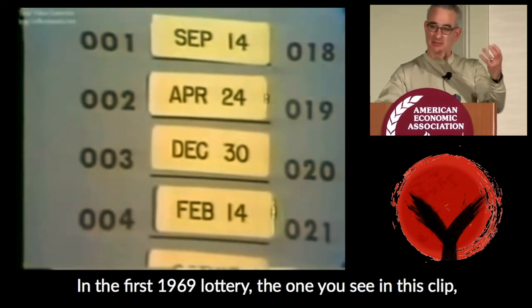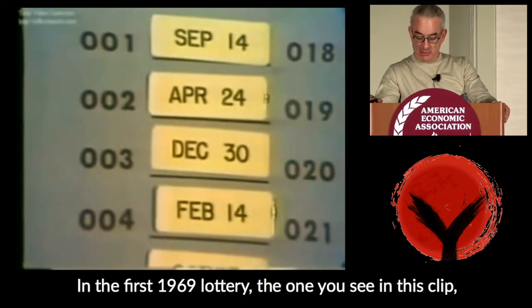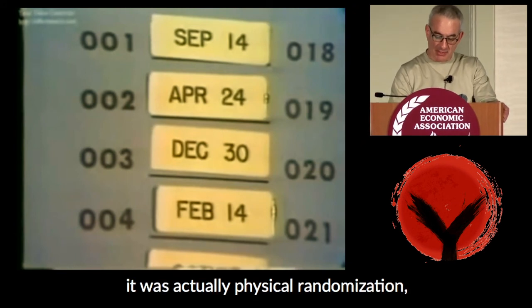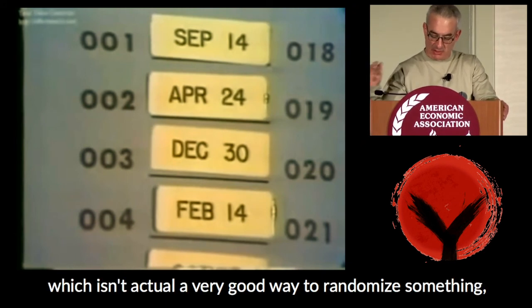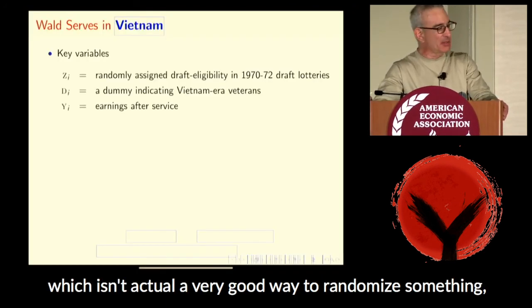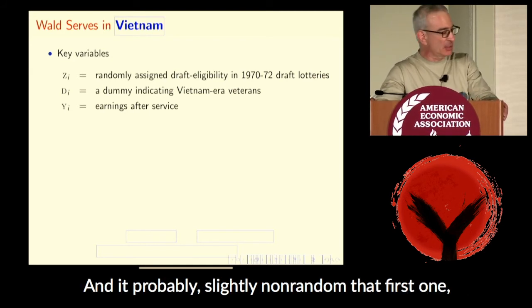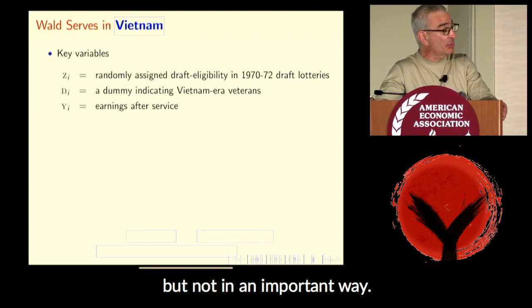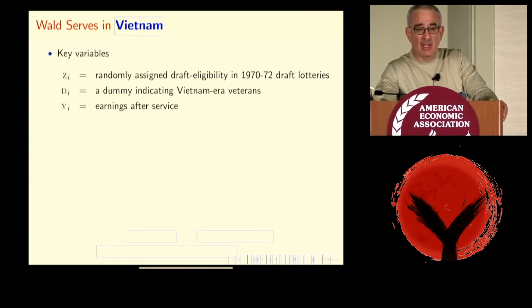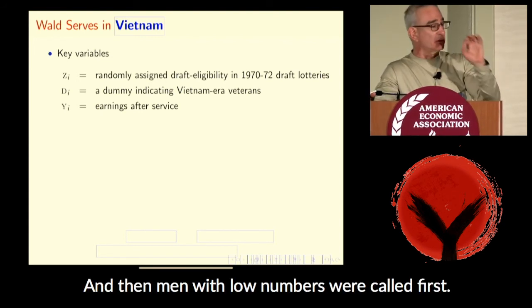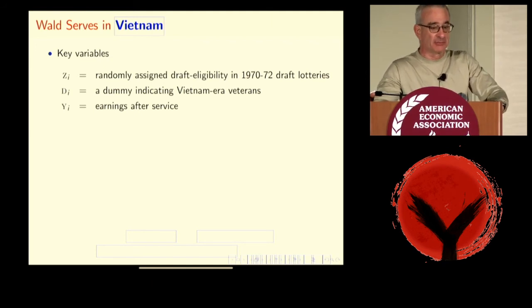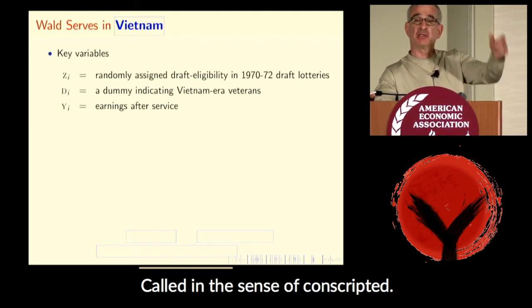In the first 1969 lottery, the one you see in this clip, it was actually physical randomization, which isn't a very good way to randomize something, so later they did it by computer. And it's slightly non-random, that first one, but not in an important way. And then men with low numbers were called first. Called in the sense of conscripted.